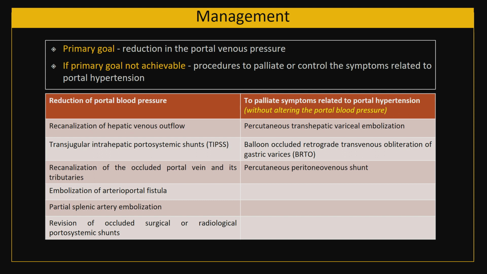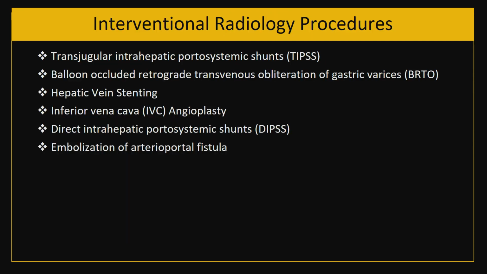One technique is balloon occluded retrograde transvenous obliteration of gastric varices, which I will be discussing in subsequent slides. Percutaneous variceal embolization is not being done nowadays, and percutaneous peritoneovenous shunt is again not being done routinely. So these are the list of procedures or cases which I will be showing in the subsequent slides.